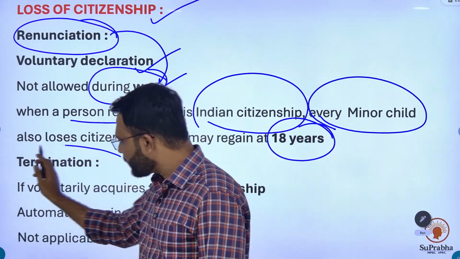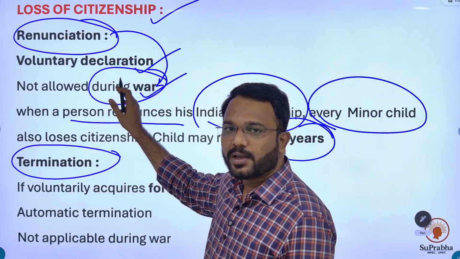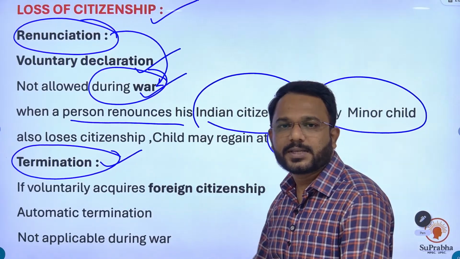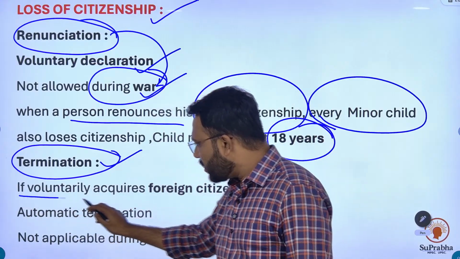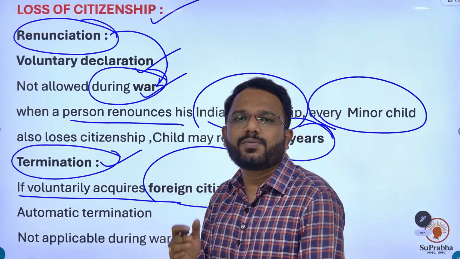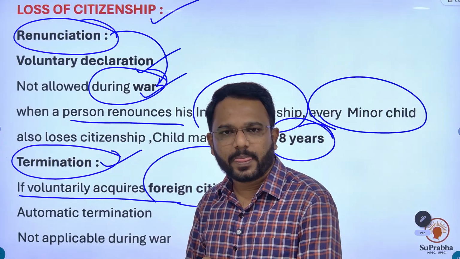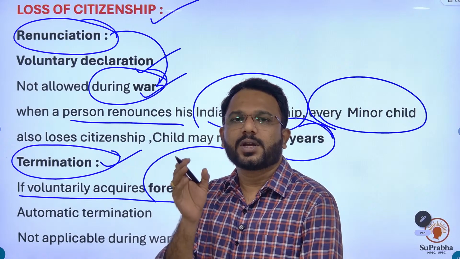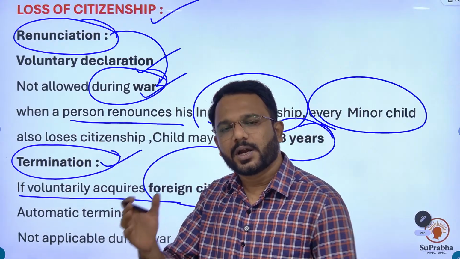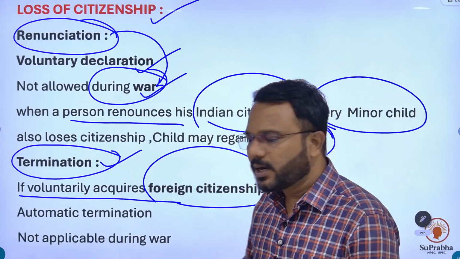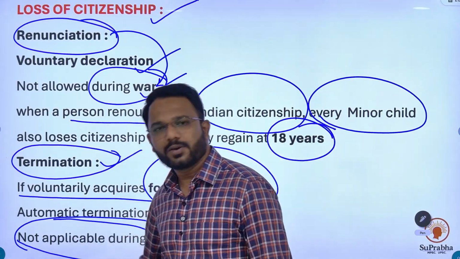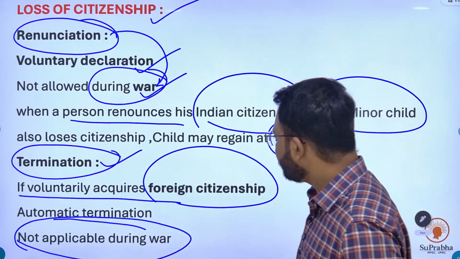The second one is termination. In renunciation the individual is renouncing, but in this case the termination process is carried out. If a person voluntarily acquires foreign citizenship, like an individual who is a citizen acquiring the citizenship of America, then, as we have discussed, in our Constitution we have only single citizenship. As soon as you acquire the citizenship of another nation, your citizenship of India automatically gets terminated. This is an automatic termination, and it is also not applicable during war.